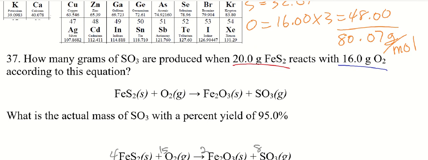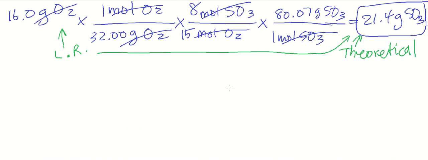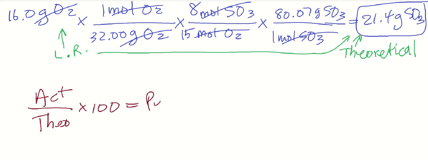Let's do this percent yield question. What is the actual mass if the percent yield is 95%? All right, so we're given the percent. It's 95%. So here's what you need to know. Actual over theoretical times 100 gives you percent yield. So we're just going to plug in the numbers.